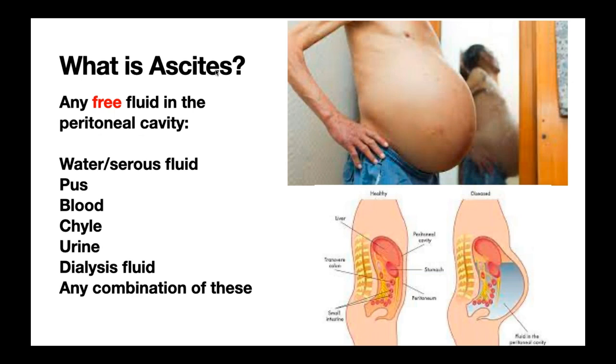So ascites is any free fluid in the peritoneal cavity. It can be water or a serous fluid exuding from the peritoneum. It can be pus, it can be blood, it can be chyle, it can be urine, it can be dialysis fluid, or any combination of these.